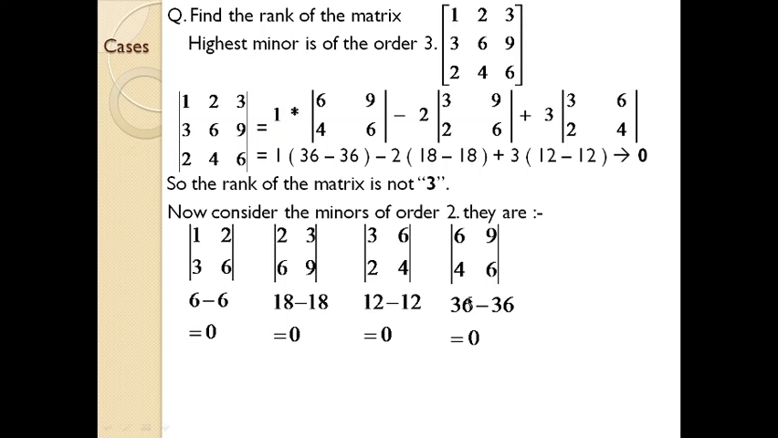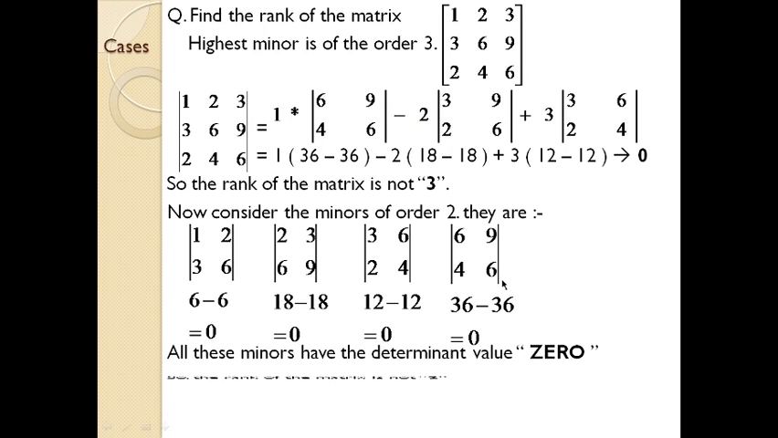6 into 6, 36. Minus 4 into 9, 36. Again also 0. So if you go through the computation, you can find that here also you got the value 0 for all the minors in these matrices in the order of 2. So as per the rule, you can assume that again the rank of this particular matrix is not 2, because all the minors have the determinant value 0. So again your assumption was wrong, or our assumption was wrong. So the rank of the matrix is not 2.